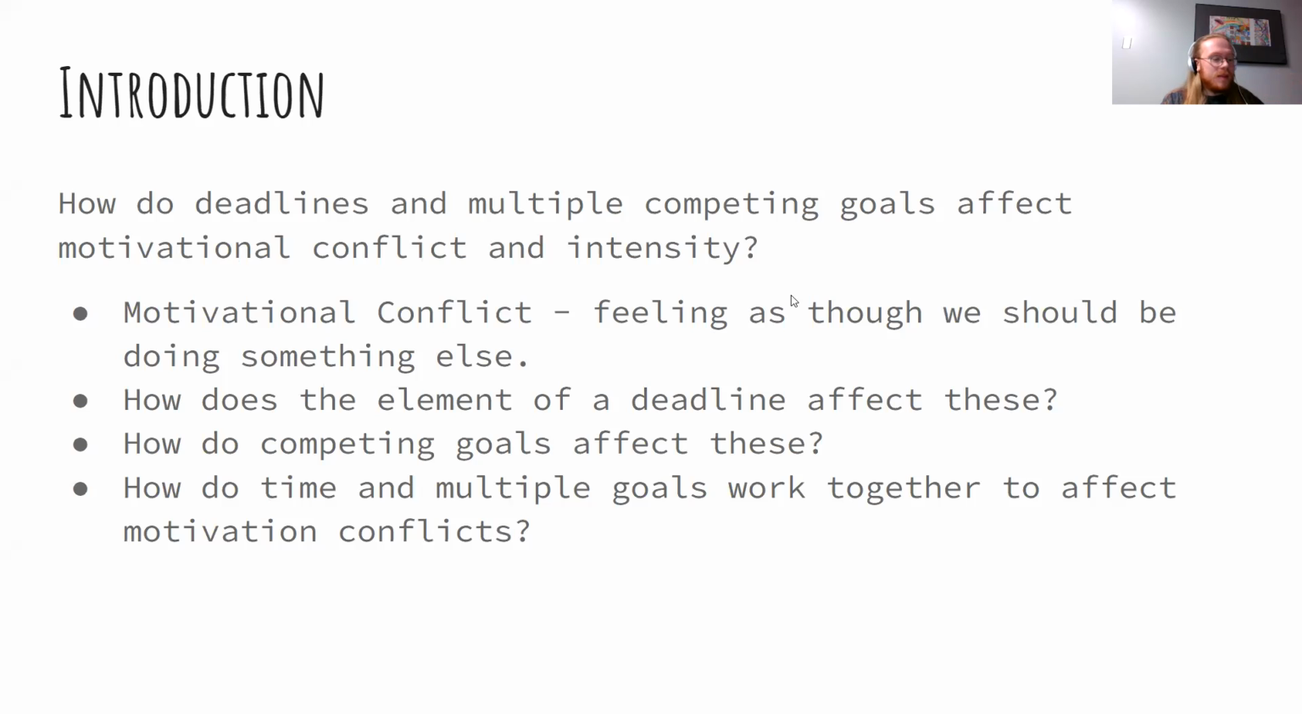Introduction. The main question that they set out to answer is how do deadlines and multiple competing goals affect motivational conflict and motivational conflict intensity? When we are talking about motivational conflict, we are talking about the feeling of as though we should be doing something else. We should be doing an alternative activity. And they broke it down further into how does the element of a deadline affect motivational conflict? How do competing goals affect motivational conflict? And then lastly, how do time and multiple goals work together to affect motivational conflict?